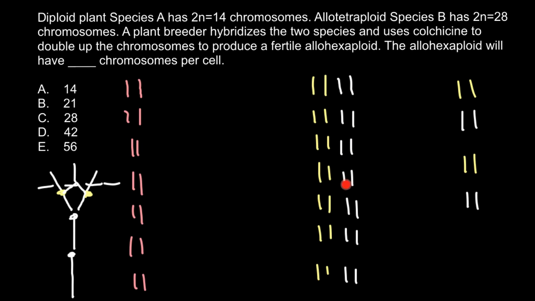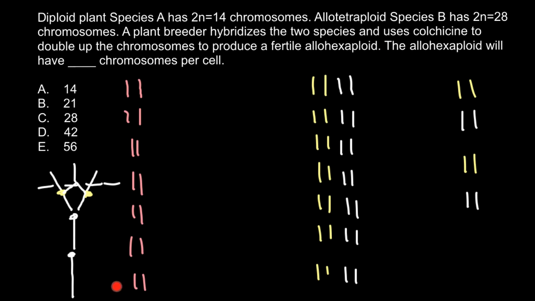I don't have enough space to line up all these chromosomes in one line, so I just would represent them as here in this picture. So according to our problem, a plant breeder hybridizes the 2 species and uses colchicine to double up the chromosomes to produce a fertile allohexaploid. So what does it mean?